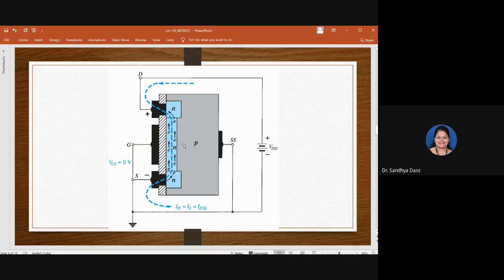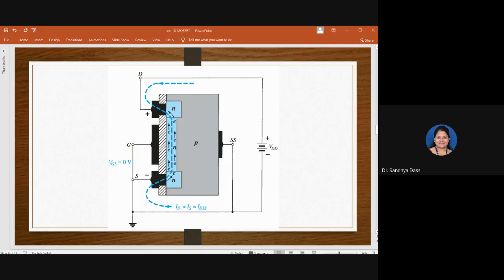So due to this recombination, what happens? The number of electrons in this N channel reduces. If the number of electrons in the N channel reduces, means what? Eventually it is decreasing the drain current, isn't it?